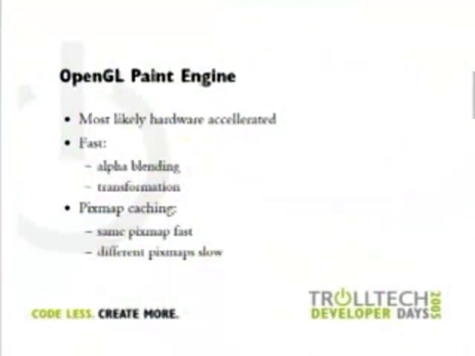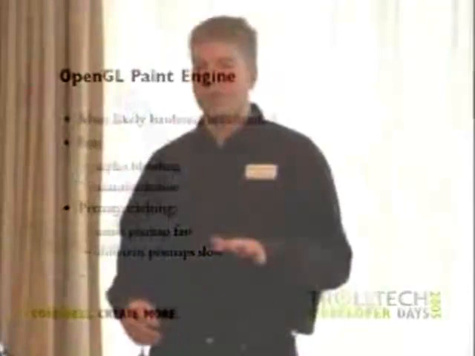Then there's the OpenGL paint engine, as was suggested, if you want it to be a little bit faster. You can use OpenGL. Since Qt 4, we have the ability to open a QPainter on a QGLWidget. This means that QPainter will most likely be hardware accelerated, depending on the driver and the graphics card you have underneath. This means that you will have faster alpha blending, faster primitive drawing, faster anti-aliasing, slightly worse quality but still faster, and faster transformations. You have faster pixmap drawing and pixmap scaling and everything. It just gets faster and faster.